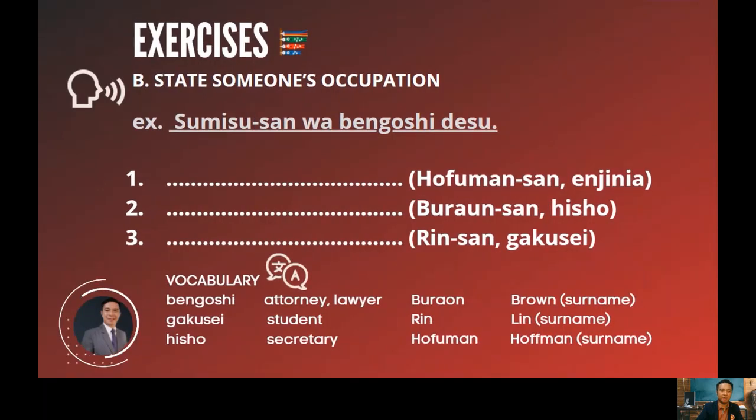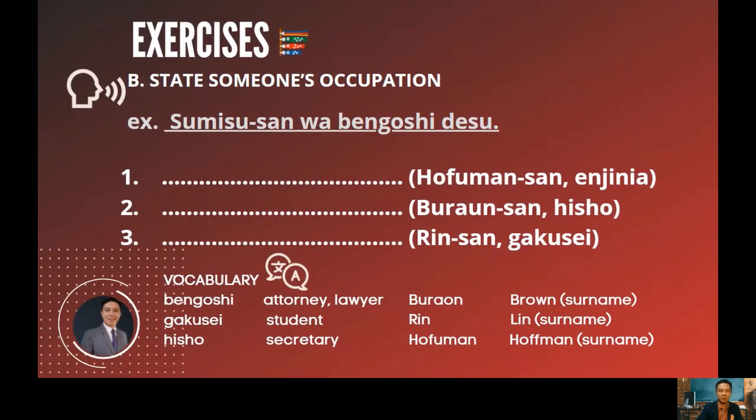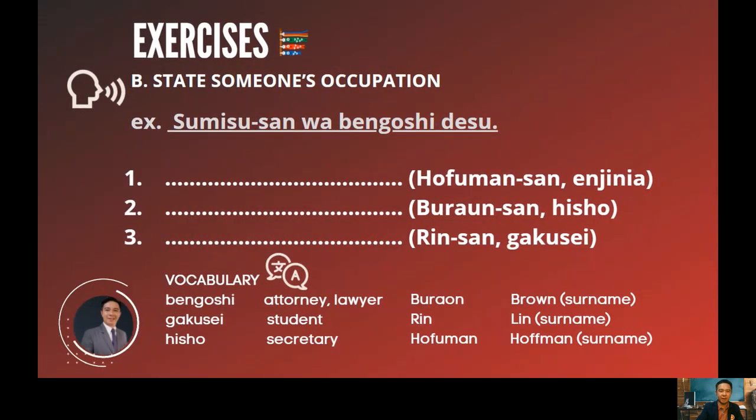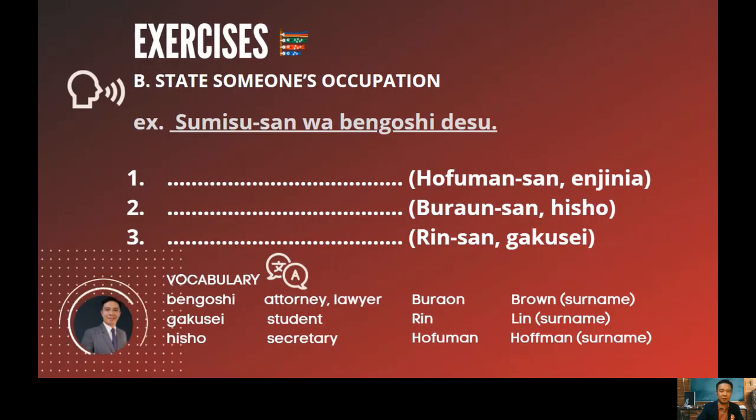What about stating someone's occupation? Here is our example. Sumisu-san wa bengoshi desu. Okay, remember our vocabulary. Bengoshi is an attorney or lawyer. Gakusei, student. Hisho, secretary.